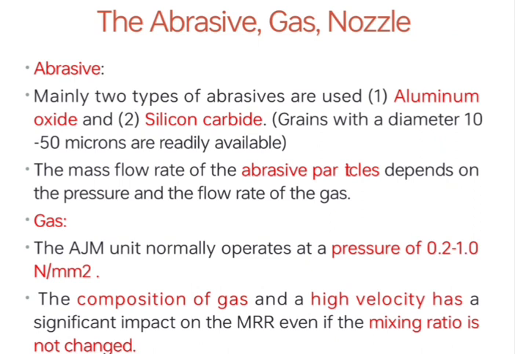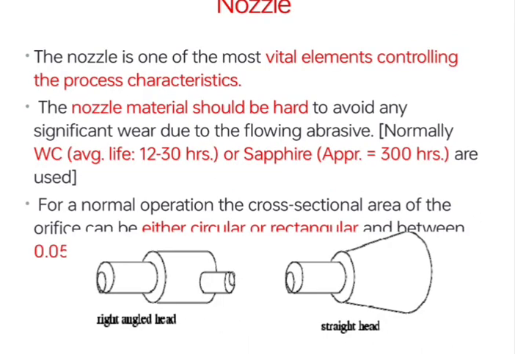The next parameter is gas. The abrasive jet machining unit normally operates at a gas pressure level of 0.2 Newton per mm squared to 1 Newton per mm squared. Finally, the composition of the gas and the high velocity of the gas have a significant impact on the metal removal rate even if the mixing ratio is not changed.